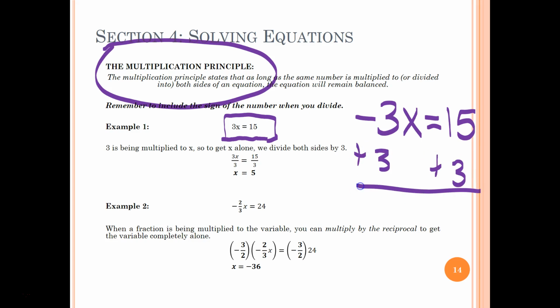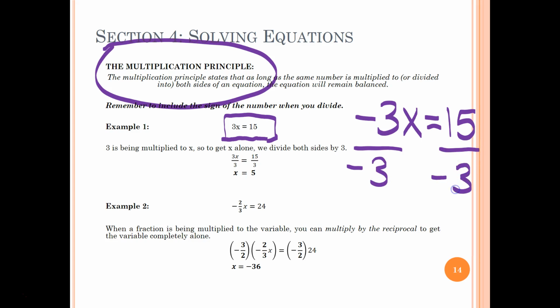You can see that's going to give us the wrong answer, because if we say negative 3 plus 3, 15 plus 3 is 18. No way is negative 3 times 18 giving us 15. So be careful here. The sign just tells us that we need to divide by a negative number in this case. So here, negative 3 is being multiplied to x.